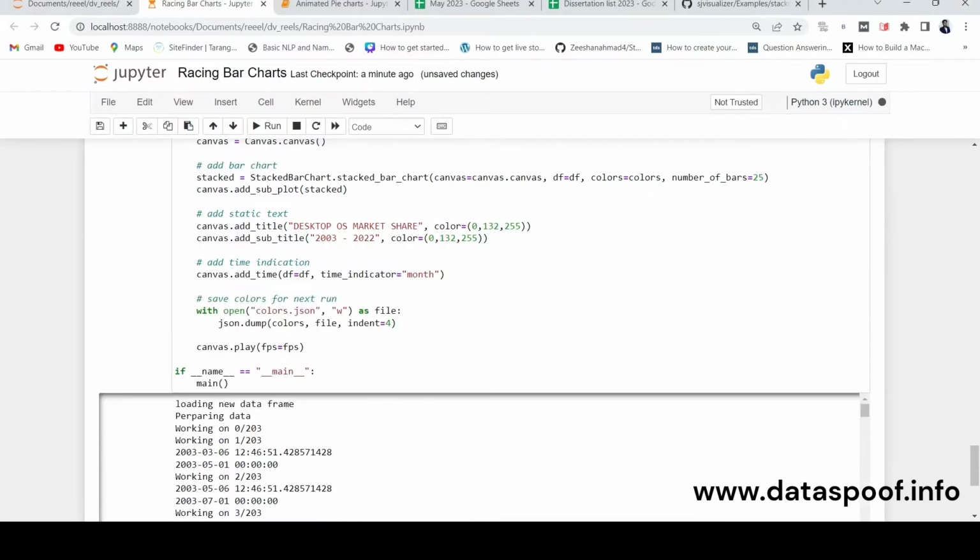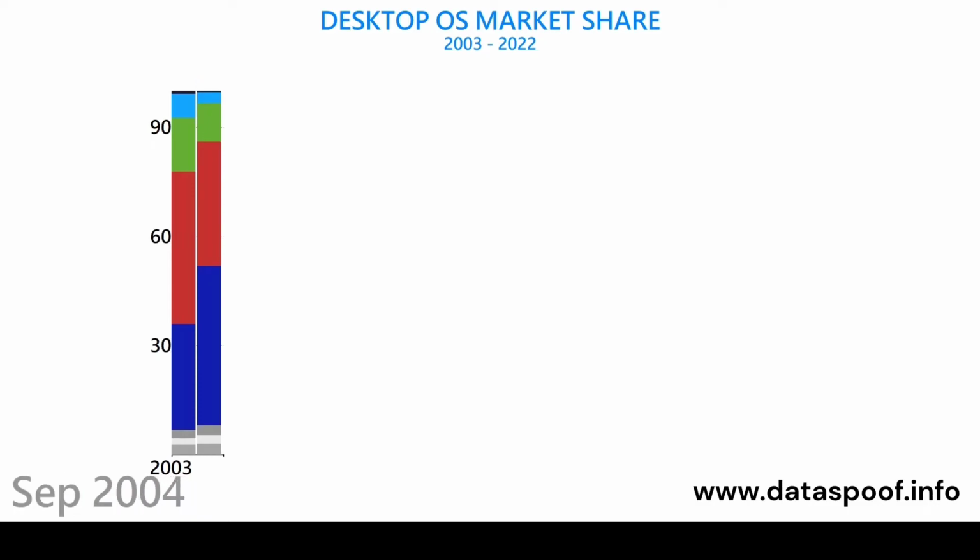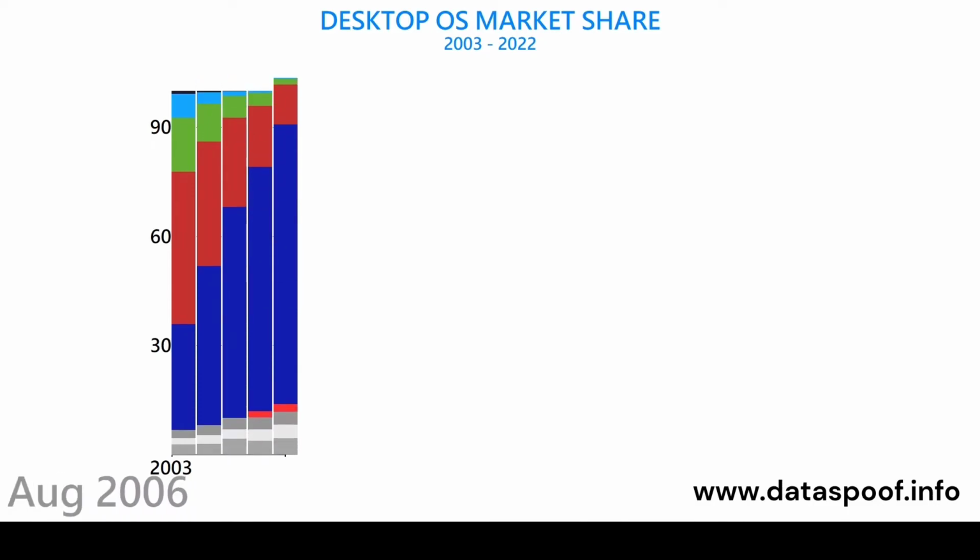And there you have it. You should now see a fascinating animated stacked bar chart displaying the countries with the desktop OS market share.